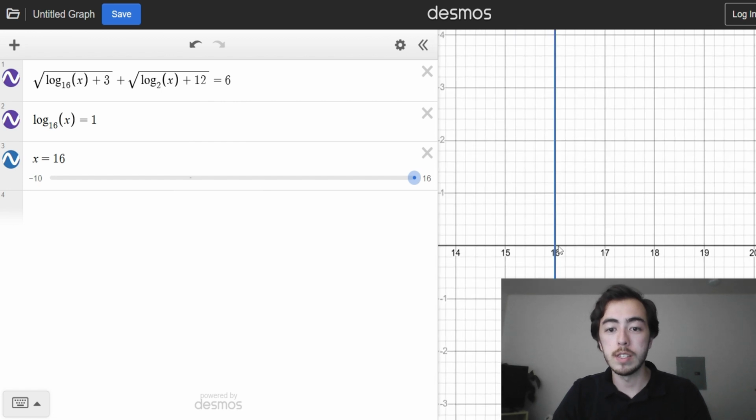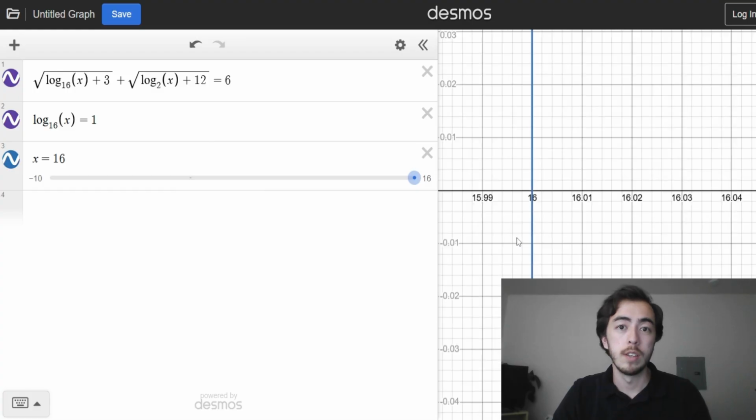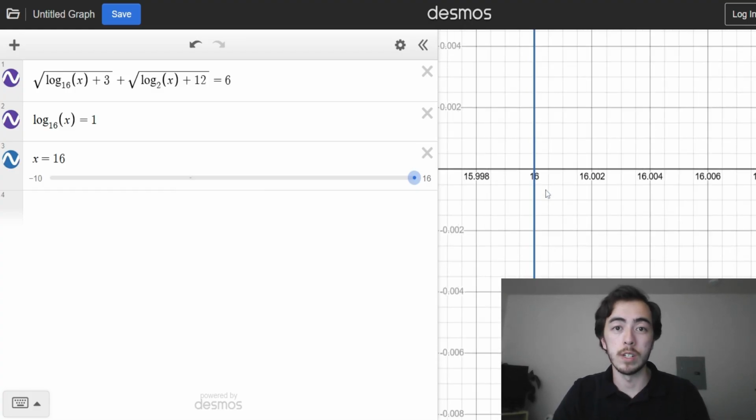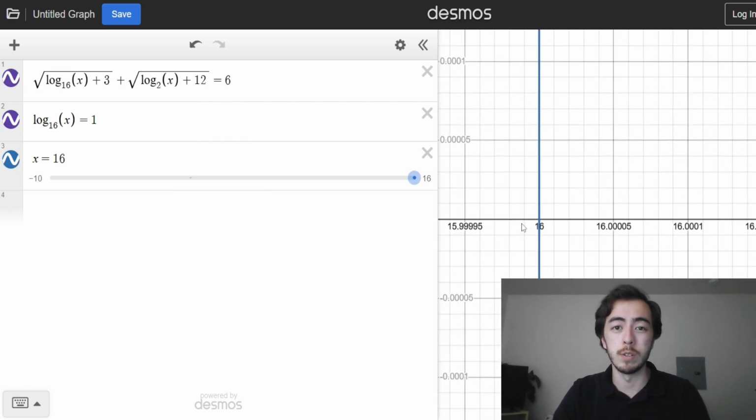So that is the algebra way of solving it. Takes a while, takes some work. So maybe it gives us some validity to the guess and check method. But I at least wanted to show two different ways.